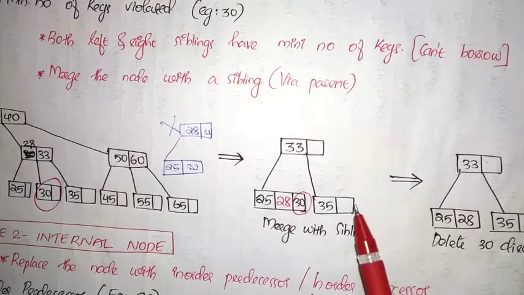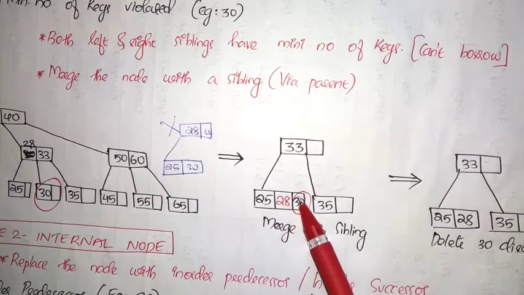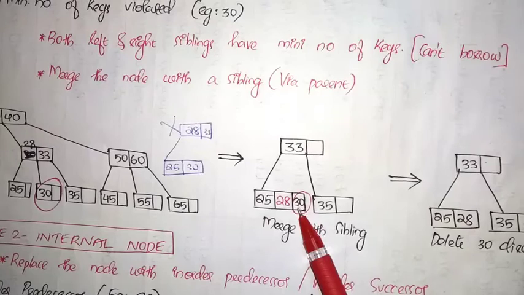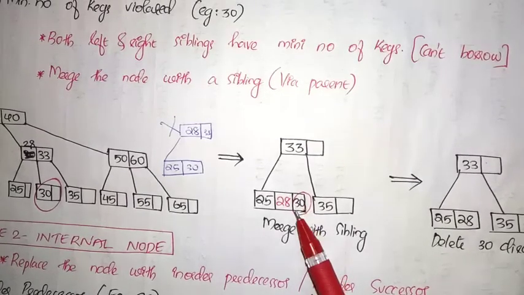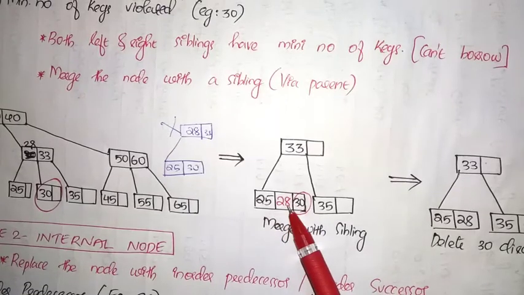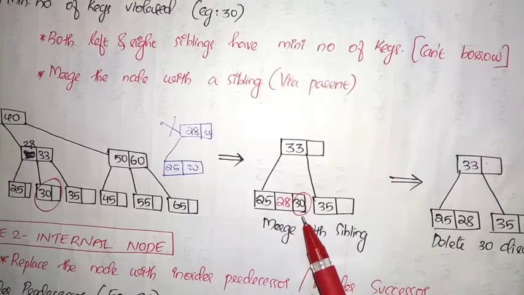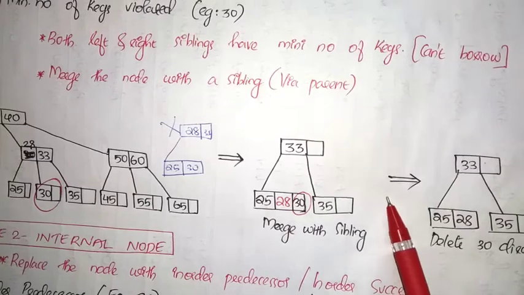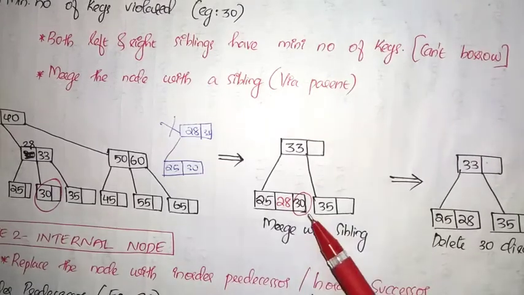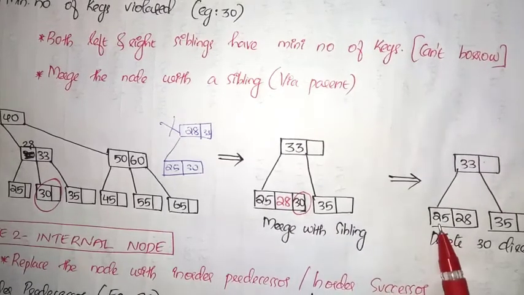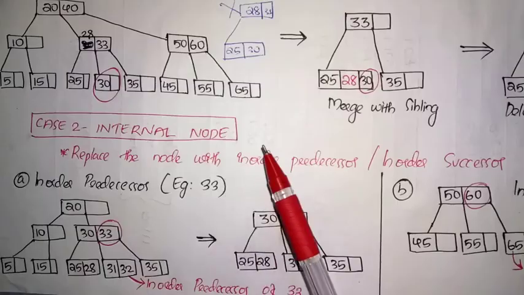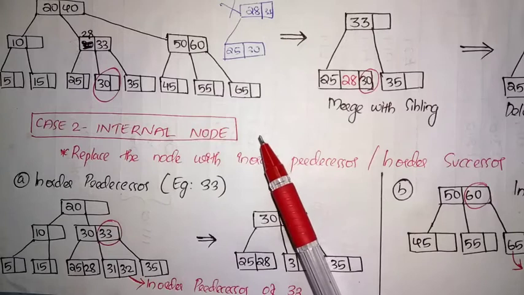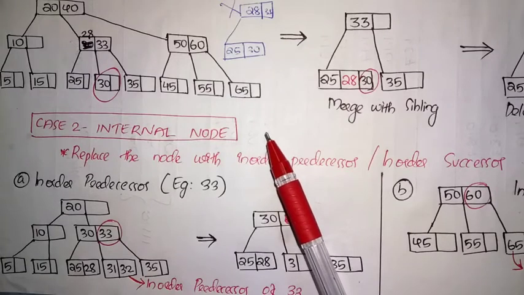Now we can directly delete this 30, right? No problem at all, because even if I delete this particular key 30, it still satisfies the minimum keys condition. So in such a scenario, we can now directly delete this 30 and the remaining 25 and 28 will be placed in a single node. This we were discussing about how we can delete a leaf node, right?